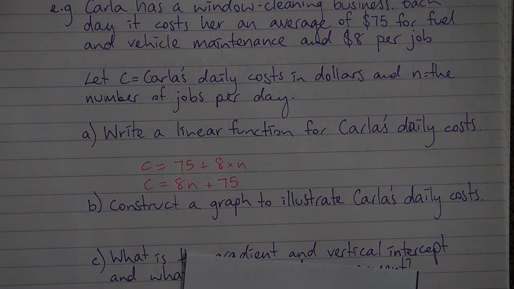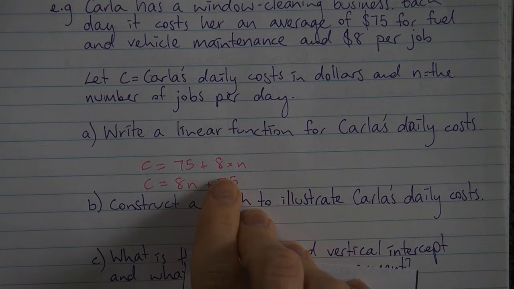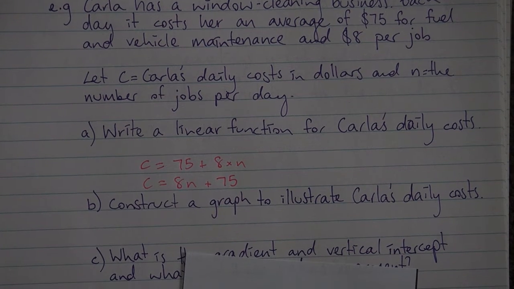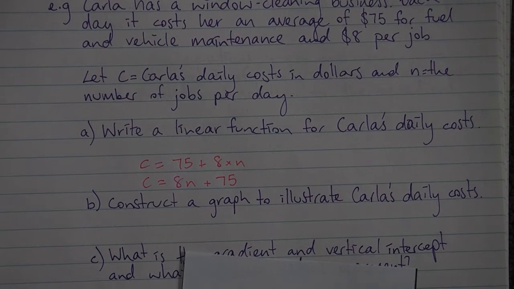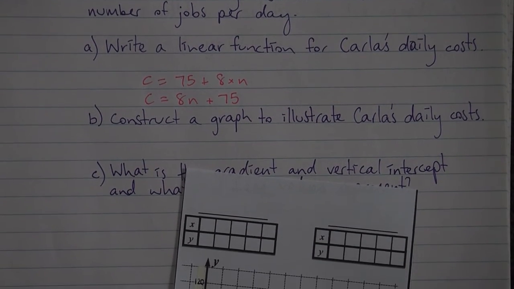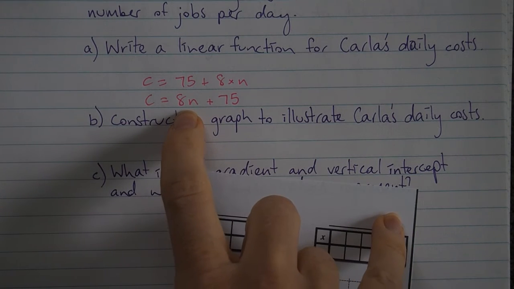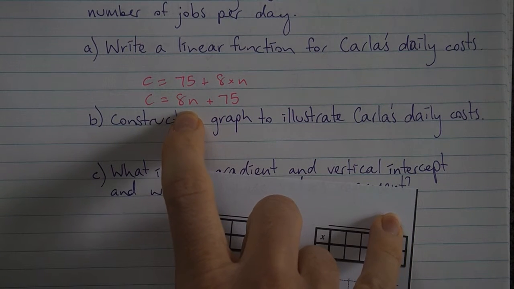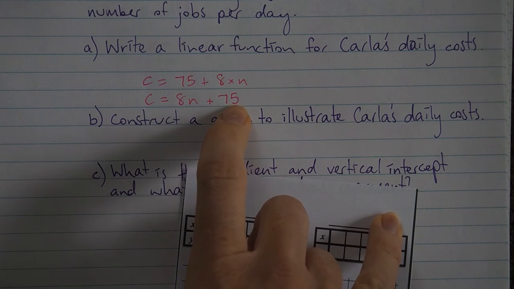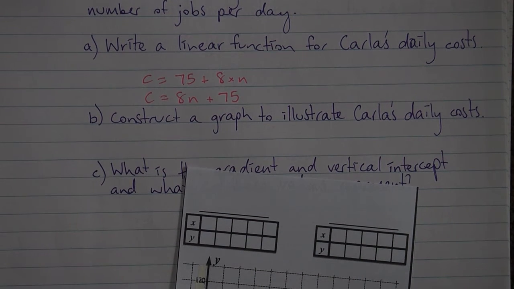The reason I have swapped the position of 8N and 75 is just so that it is in our gradient intercept form. Remember, our gradient intercept form shows us the slope of the line, which is the coefficient of n or x, and our y-intercept, which is our constant value.